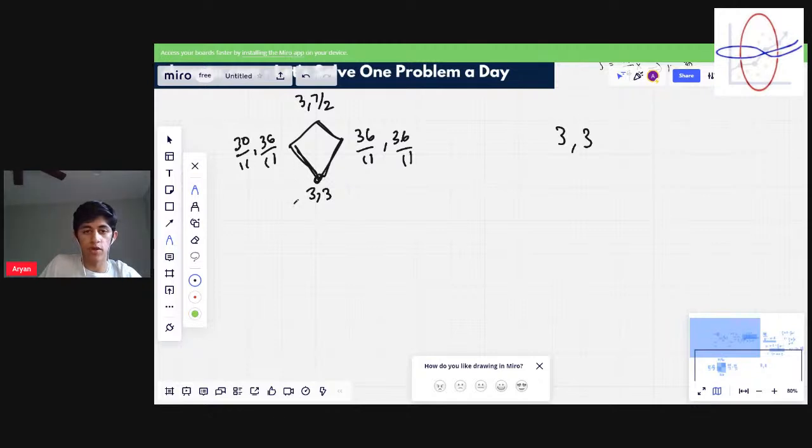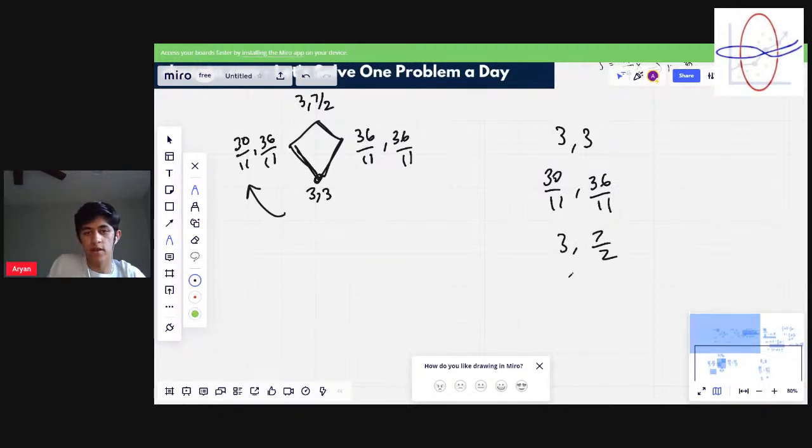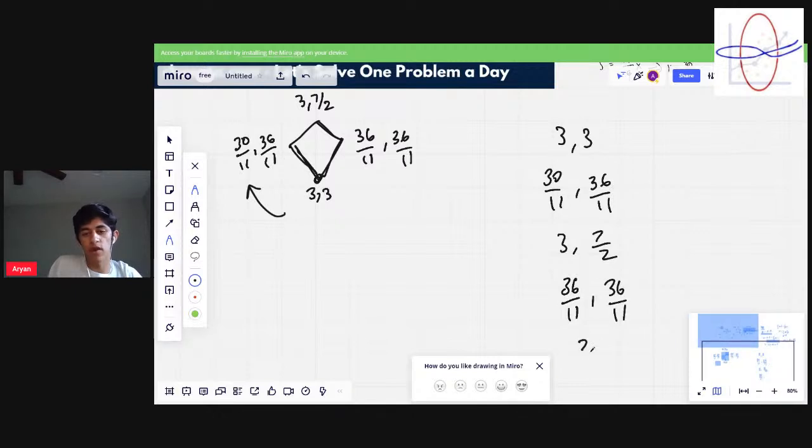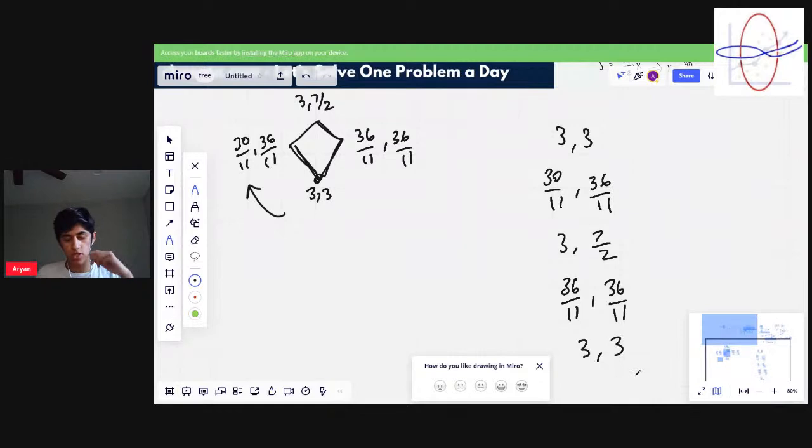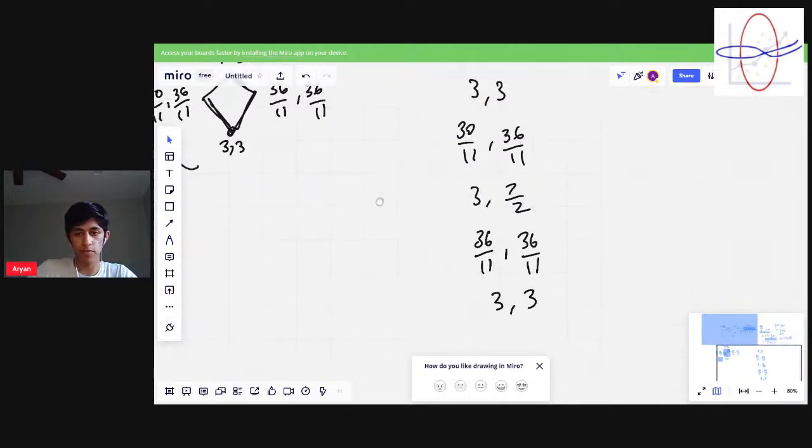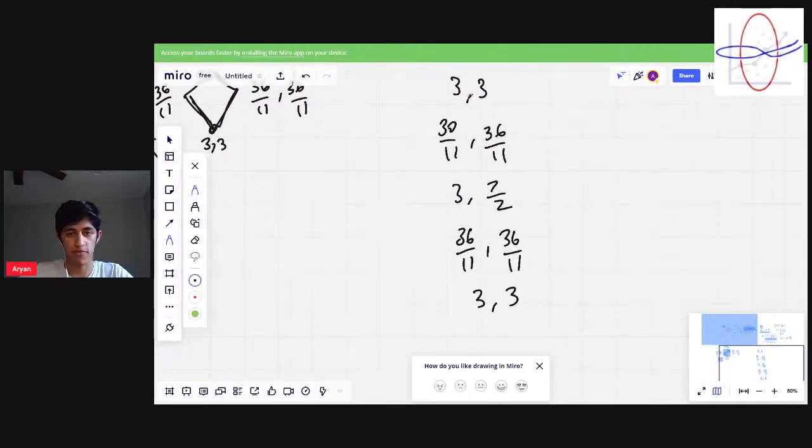So after 3, comma 3, we go to 30/11, 36/11. Then we have 3 and 7 halves. And then we have 36/11, 36/11. And then we have 3, comma 3 again. So you write the first coordinate again at the end. And so from here, this is where the name Shoelace comes from, by the way. You want to basically cross multiply like this.